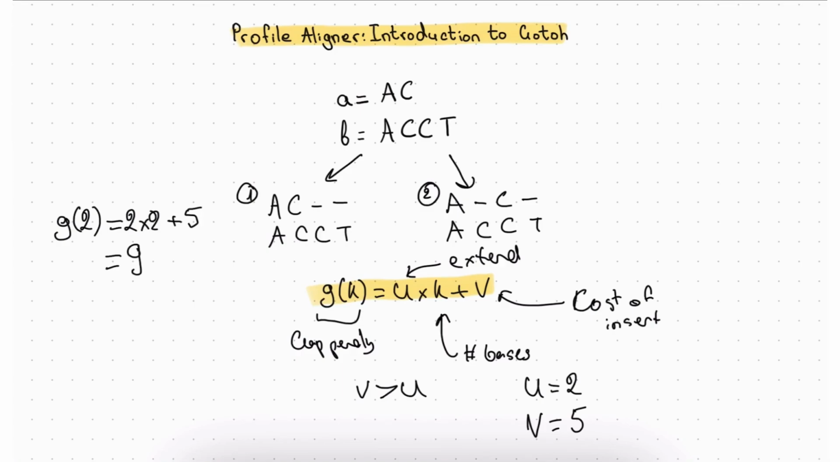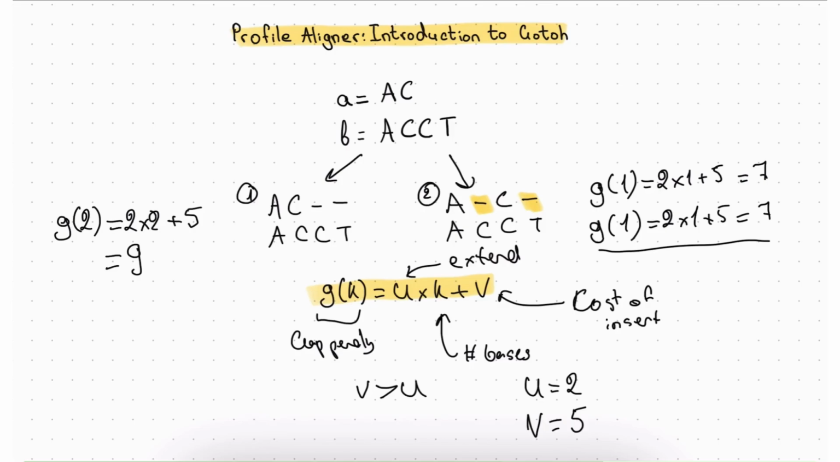In the second alignment, we have 2 gaps. So for gap number 1, which has a length of 1, we have 2 times 1 plus 5. So over here we are looking at this gap. And then we have a second gap, which also has a length of 1. And it would be 2 times 1 plus 5. And the total gap penalty would be the sum of these 2 gap penalties, so 14.